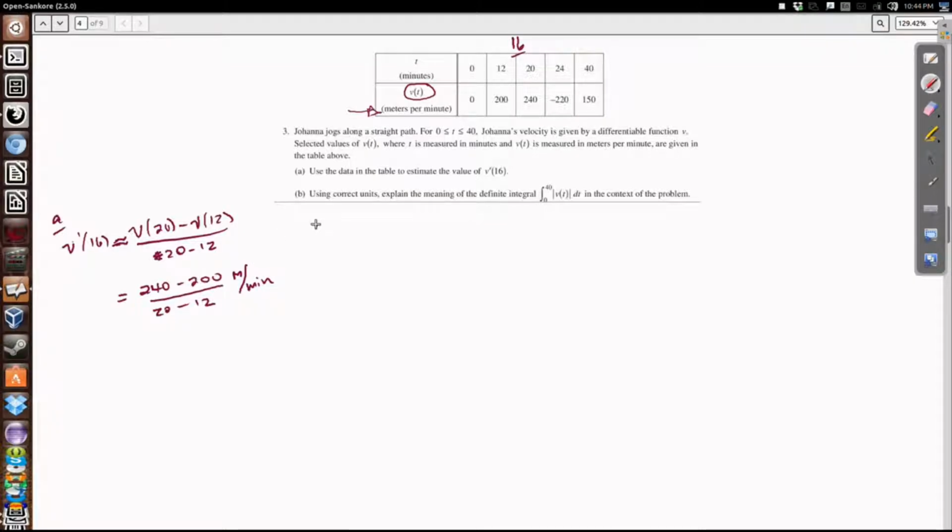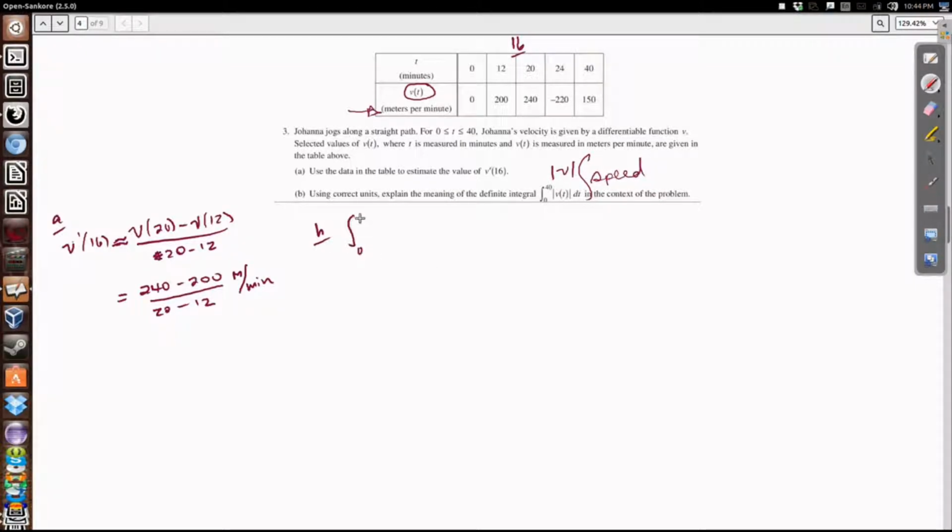On part B, it says, using correct units, explain the meaning of this definite integral. Now, the thing that's important is the fact that we have absolute values here. And so this is not velocity, this is actually speed. And if I'm doing the integral of this, I'm integrating speed, which actually tells me the total distance traveled, because I'm going to be moving forward a certain amount, and then I'm going to be moving backwards an equivalent amount.